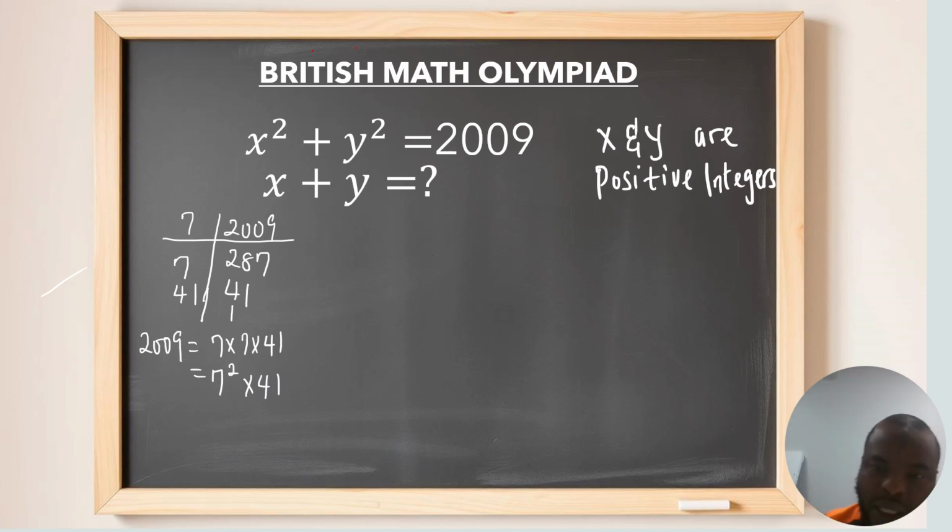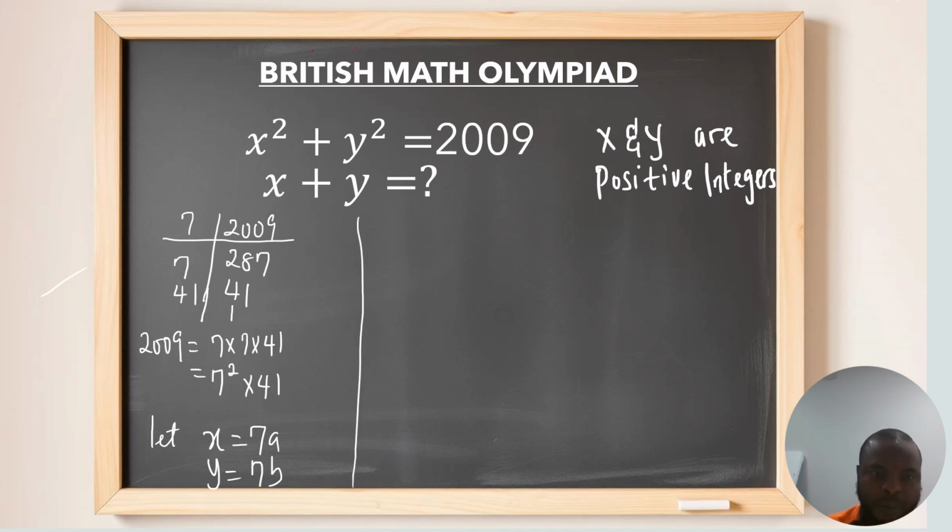Don't forget that x and y are positive integers. So, using this technique here, let our x be equal to 7a and let y be equal to 7b.